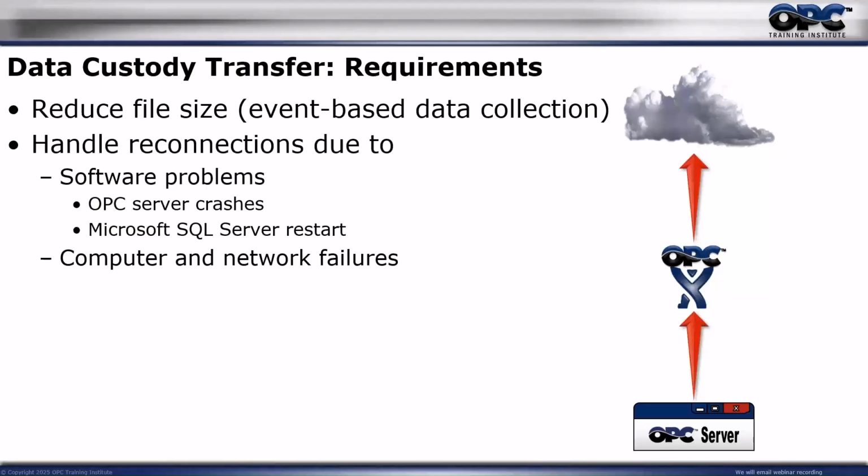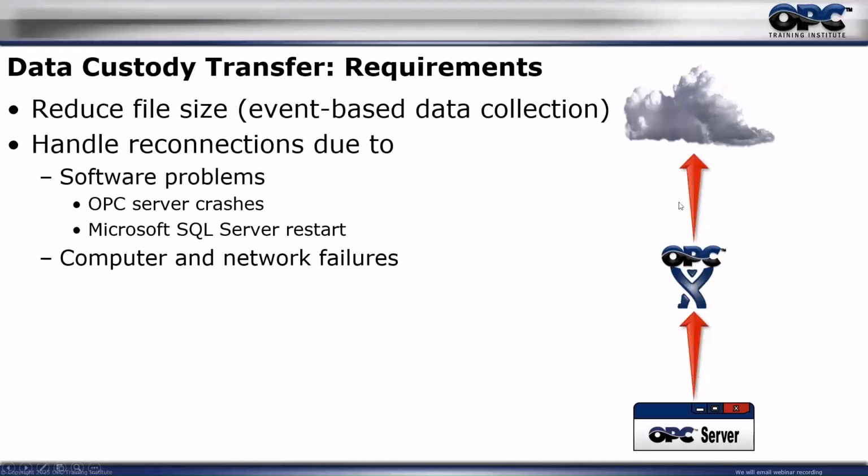We also want to be able to handle reconnections. And you might need to reconnect, for example, if there's a software problem, like maybe the OPC server down here at the bottom right crashed. Maybe we lost a network connection. We need to reconnect. Maybe SQL here was taken down for maintenance, totally legitimate. Maybe the computer rebooted for a Windows update.